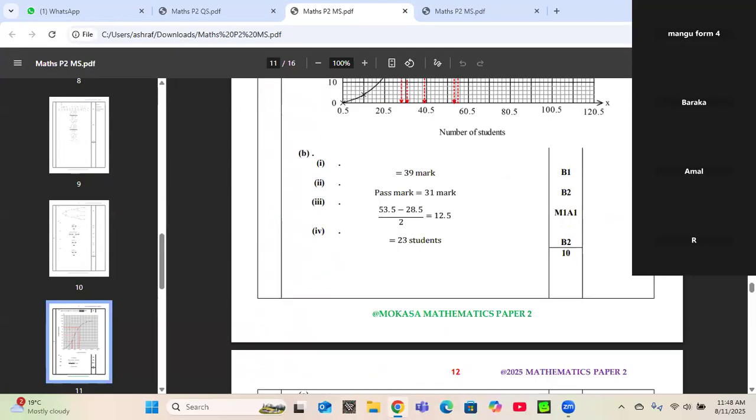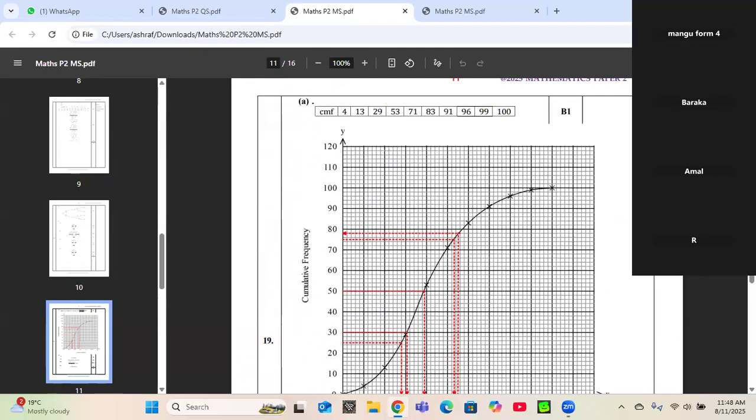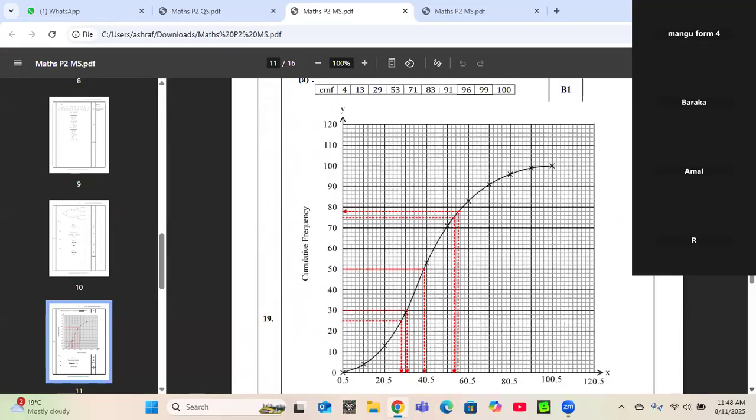So that's the diagram. It's supposed to look like that. So the diagram is supposed to look like that. On the x-axis, you can choose a scale to use, one that will fit on your graph paper.